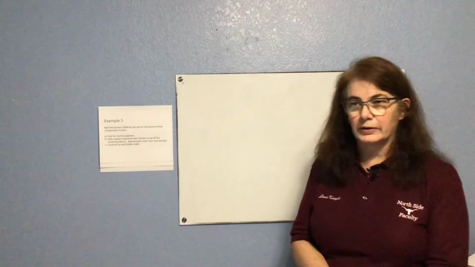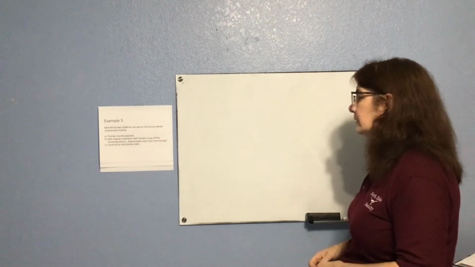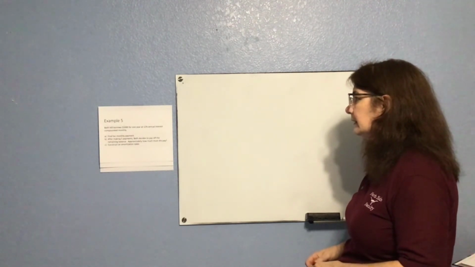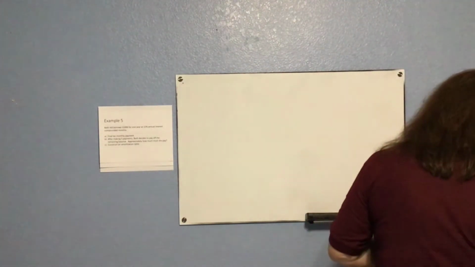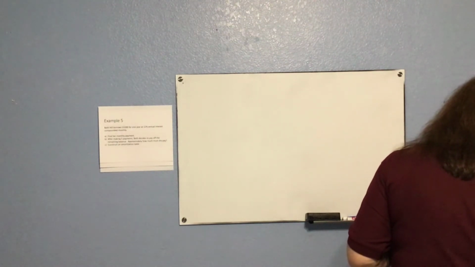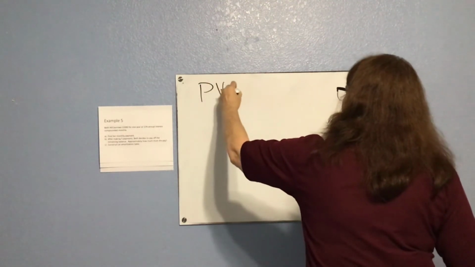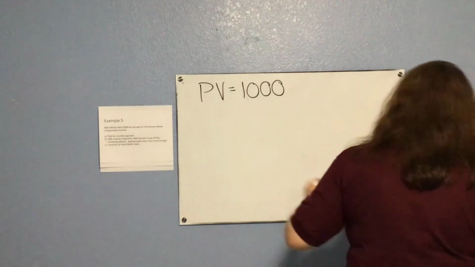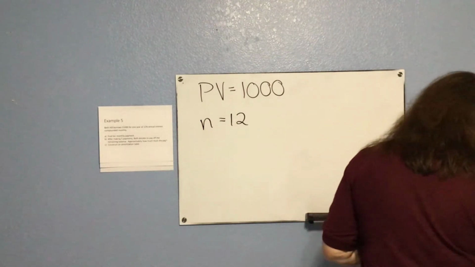Beth Hill borrows $1,000 for 1 year at 12% annual interest, compounded monthly. Find her monthly payment. So we're going to use the amortization payment formula. My present value is $1,000. N is 12. I'm going to pay it off in a year.